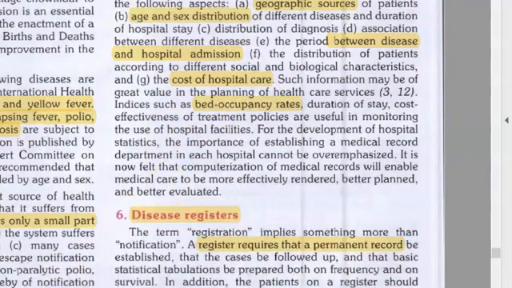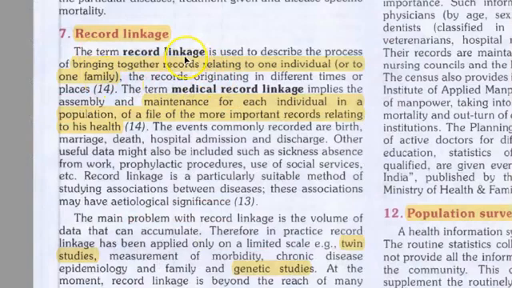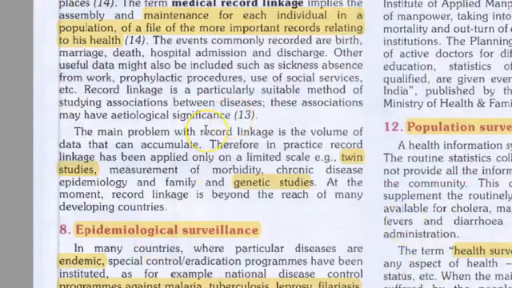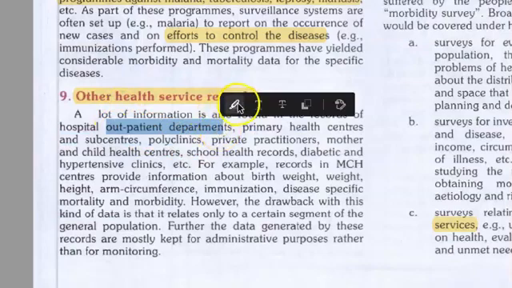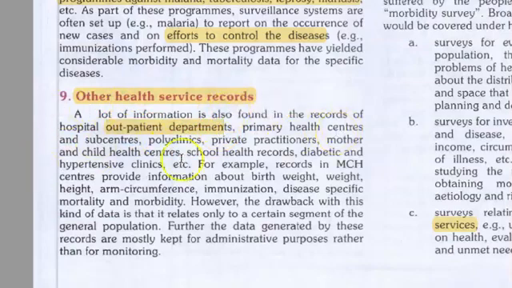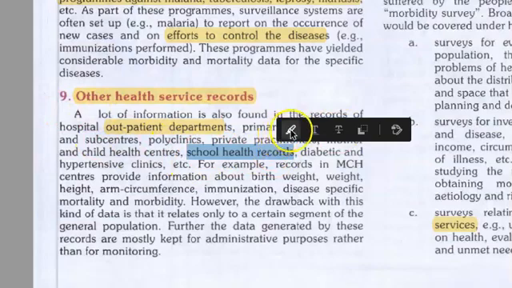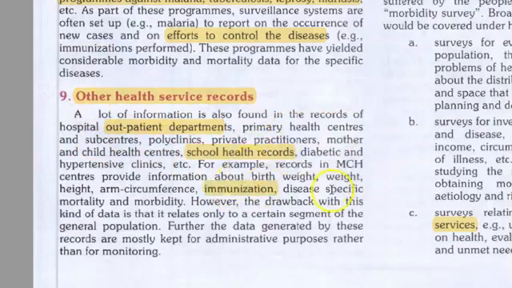Record linkage, you will try to link all of one individual's information. Like even family information you can try to link, right? The twin studies, etc. for genetic studies, you can try to link some things. Other health service records, like what? In outpatient departments, is it? Okay. Primary health centers, sub-centers, school health records, immunization records, etc. A lot of types of records.